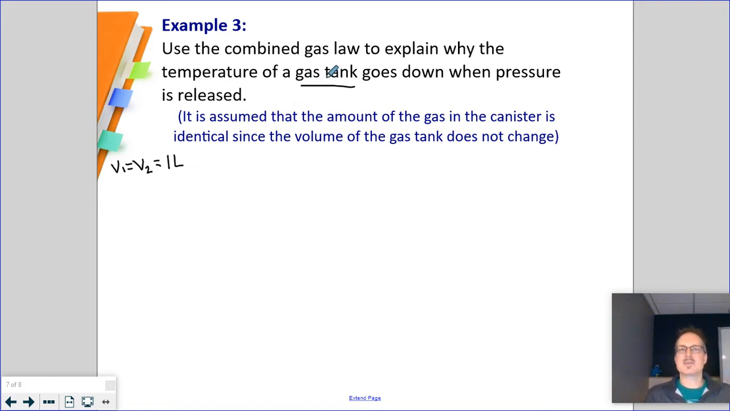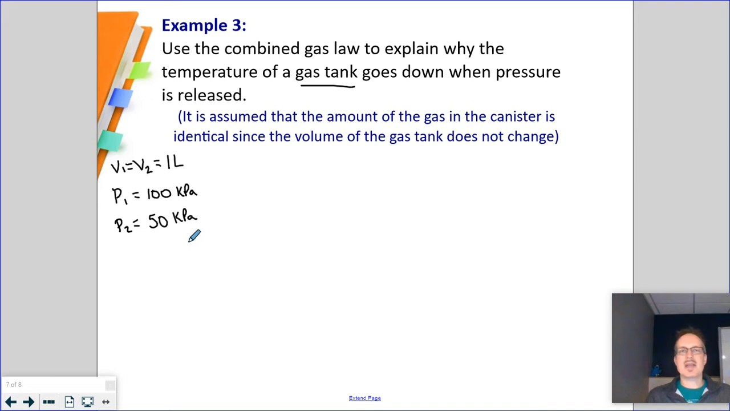Now, we are trying to prove why temperature goes down when pressure is released. So that means my pressure is going to go down as well. So I'm going to make up two pressures here. And again, I'm just going to make up nice numbers so we can see if there's any sort of pattern. So I'm going to make up, let's say, 100 kilopascals. It says pressure is released, so my second pressure is going to be less. So I'm going to make it half the amount, 50 kilopascals.